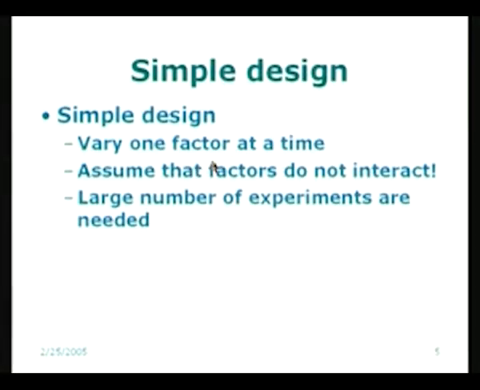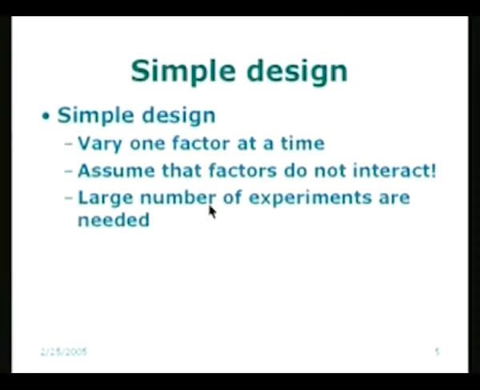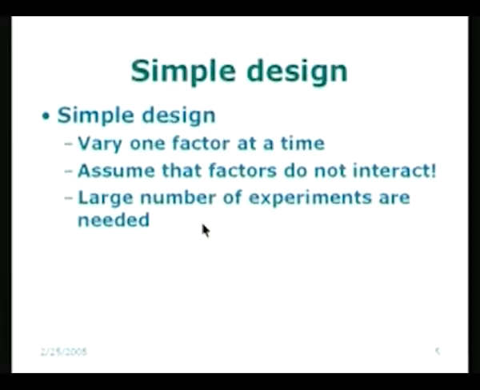Many times when we do this, we assume that factors do not interact. This information about whether they interact or not has to come from some independent experiment, some independent argument, or some theoretical consideration. The only problem with this simple design is that a very large number of experiments are needed to get any significant amount of information about what is happening. So, the simple design is avoided most of the time, but there are cases where there is no alternative but to go for a simple design. We will come back to this simple design a little later on.